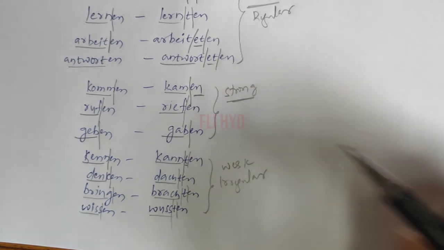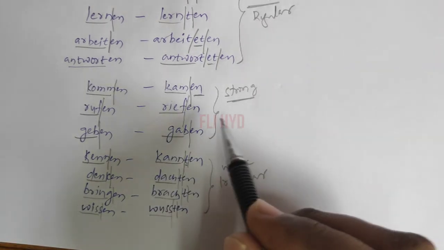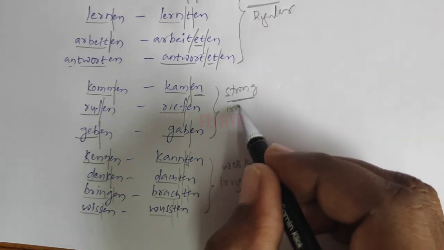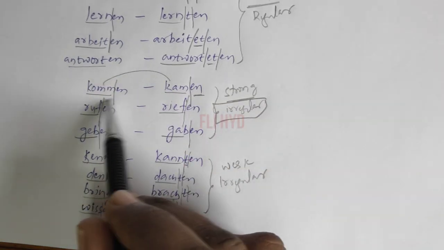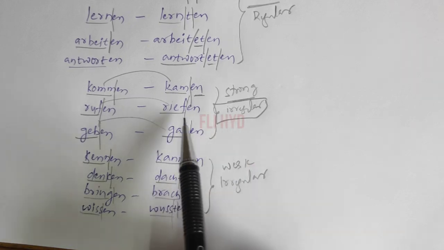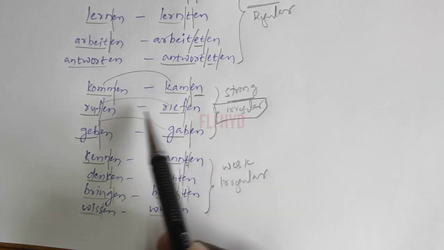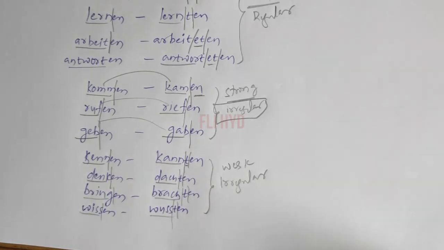Then what about strong? Do we have strong regular and strong irregular? No. All strong verbs are irregular, because the stem changes completely. So in the strong verbs there are no regular verbs, because in most cases the stem changes in the past tense. You can say that all strong verbs are irregular verbs. Okay, this is how we make the Präteritum.